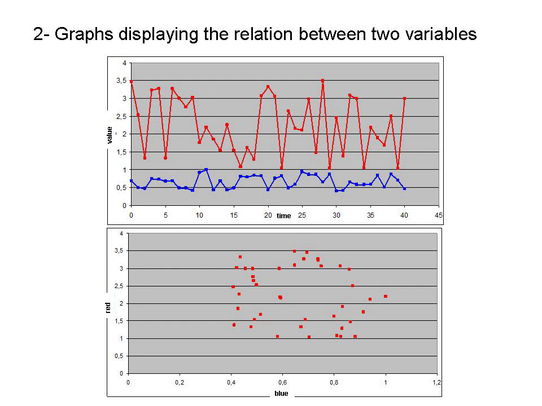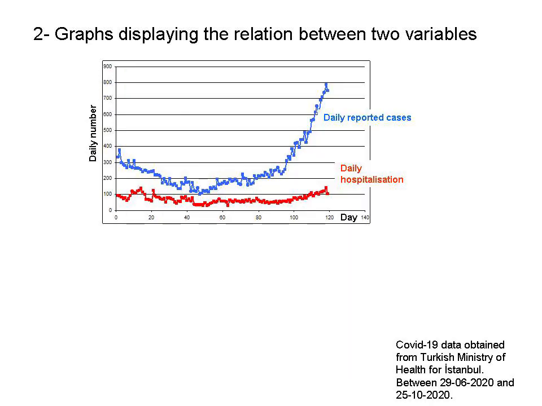Let's give a real example. So there are two variables measured between the 6th and 10th months of 2020.